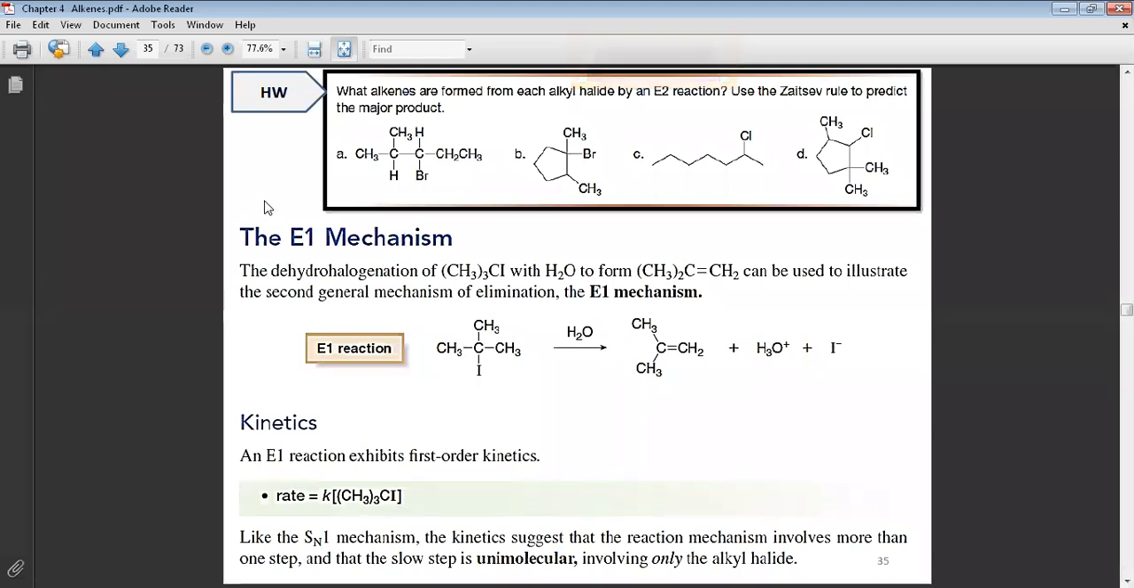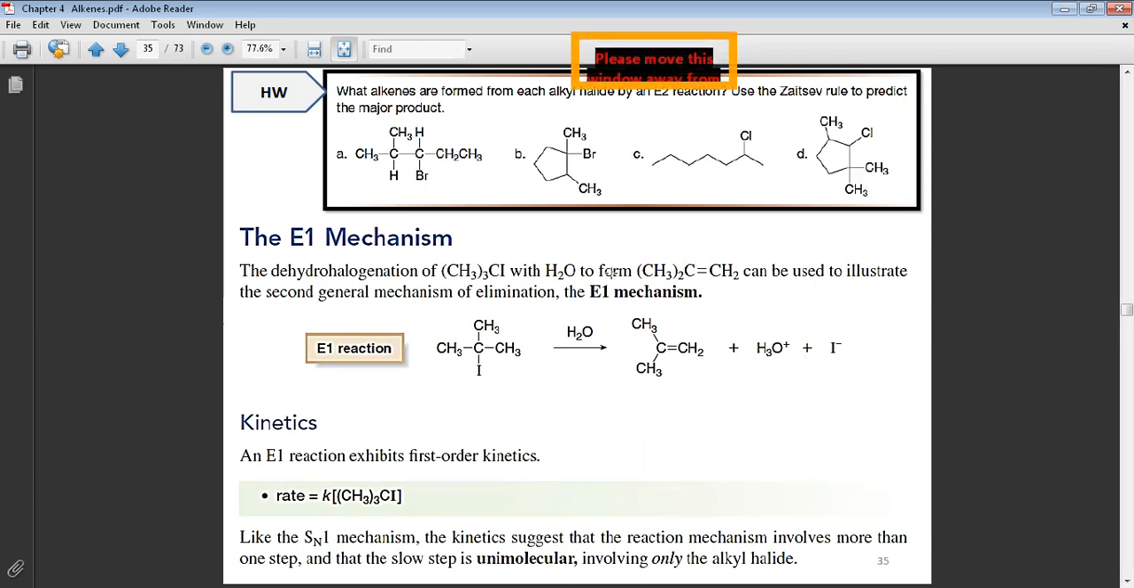And he said, like we have SN2 and SN1, we also have E2 and E1, the E1 mechanism. The E1 mechanism, if you have this alkyl halide, that means the dehydrohalogenation. We say dehydrohalogenation, I remove hydrogen and halogen from the structure, with H2O forming this compound, can be used to illustrate the second general mechanism for the elimination. We can use any mechanism for this compound.